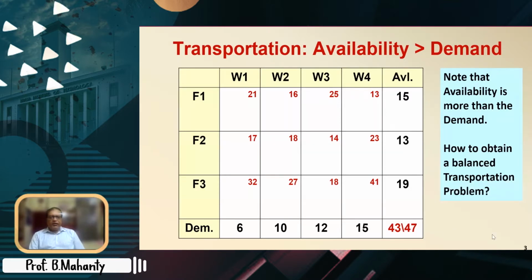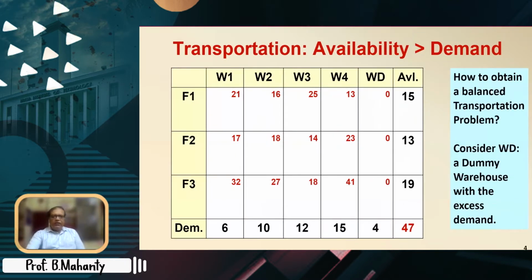So basically, this extra warehouse, what you are telling, is nothing but a dummy. That is the word used. So a dummy warehouse has to be added, and its demand should be how much? Its demand should be the balance of these 43 and 47, that means 4. Is it all right? So that's what we should do.